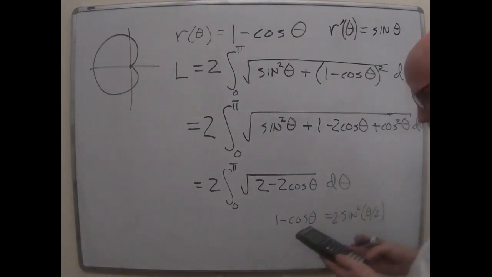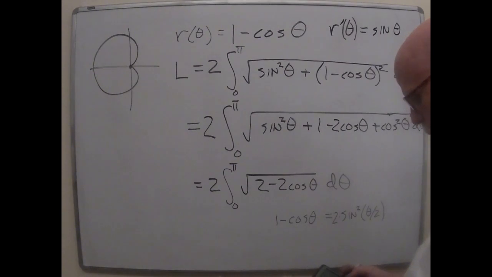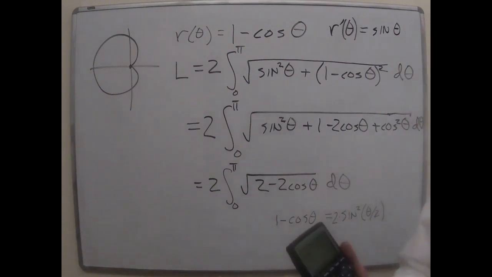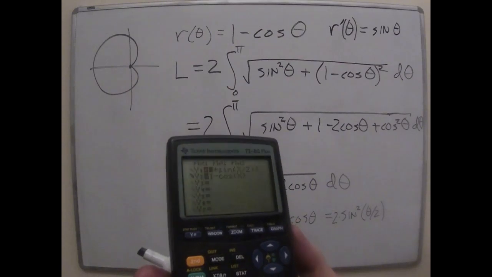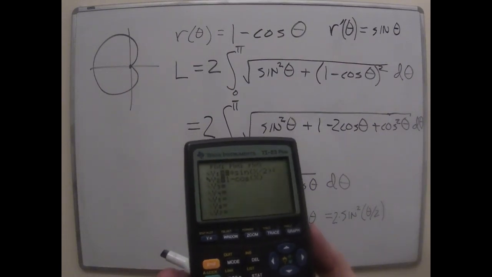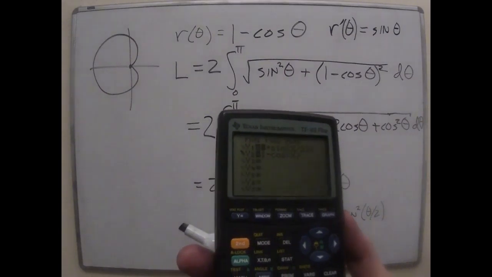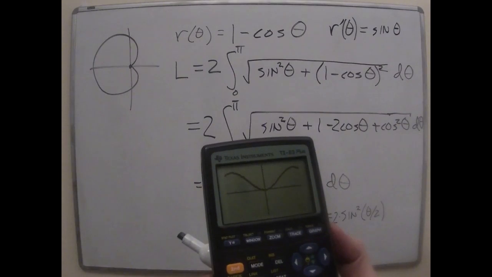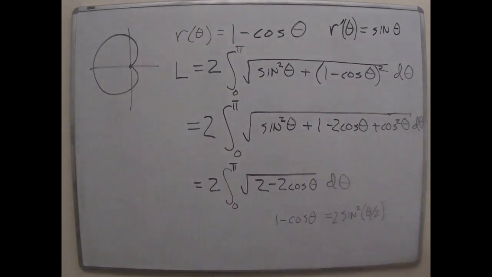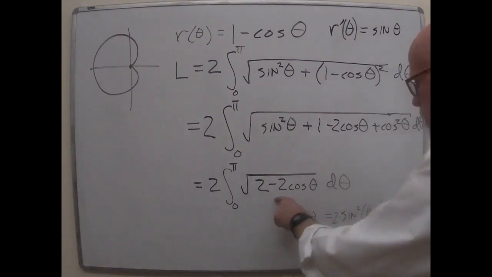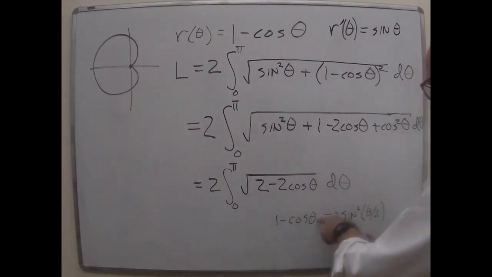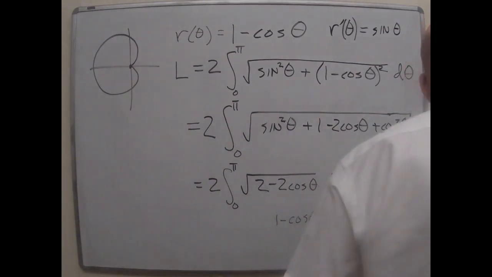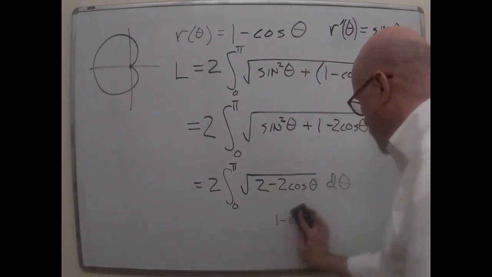Now, I actually did this on my graphing calculator to double check. I can show you. I plot 2 times sine of x over 2 squared, and I plot 1 minus cos of x, and they look like that, one right on top of the other. So, yeah, this is good stuff. That means that this piece under the radical is 2 times that, so it's 4 times sine squared theta over 2. All right, we can proceed then.